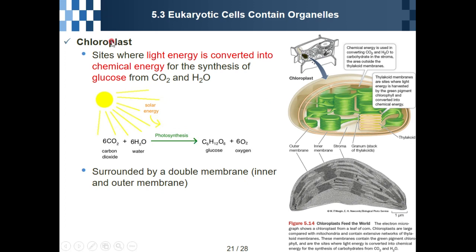Now we will cover the chloroplast. This is a site where light solar energy is converted to chemical energy, meaning ATP, and the photosynthesis of glucose from CO2 and H2O.